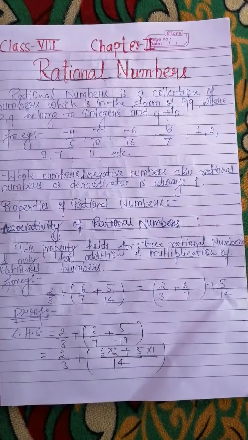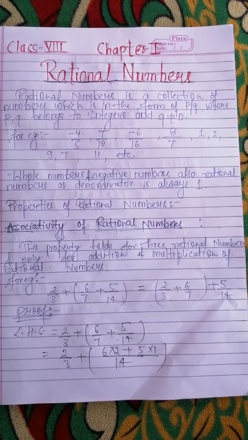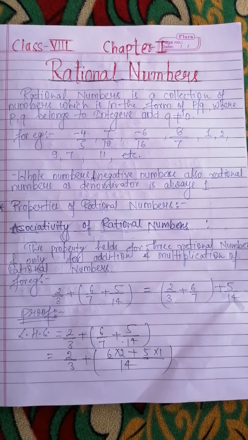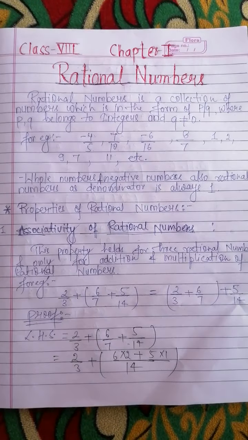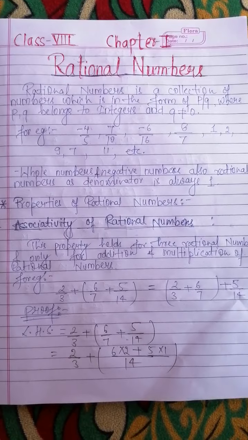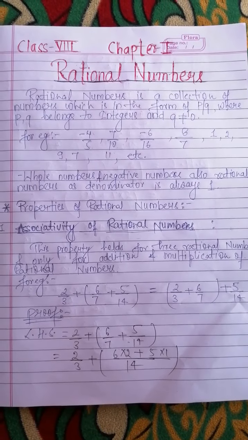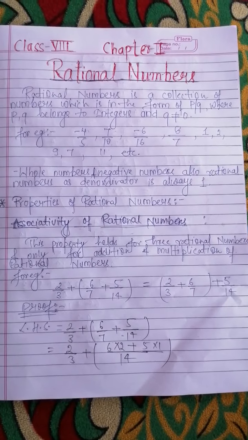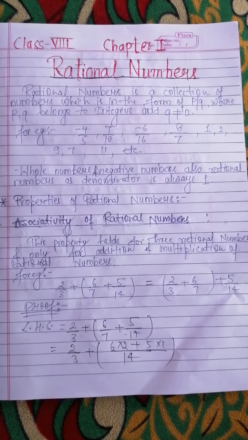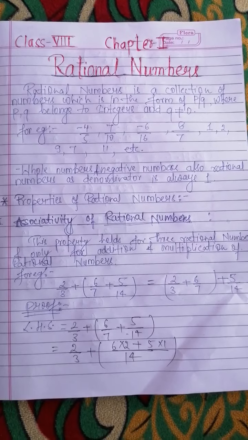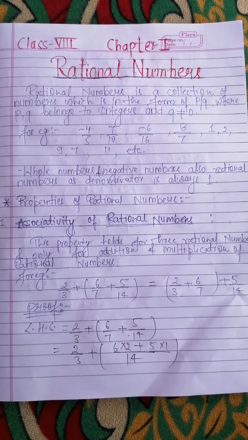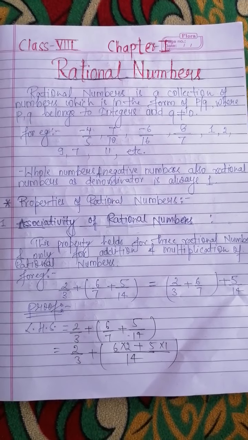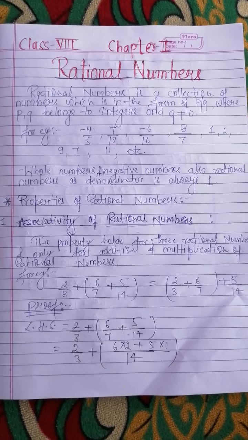Also we know that whole numbers, natural numbers and negative numbers are also rational numbers with the denominator 1. They all come under the group of rational numbers with the denominator 1. So the first topic we are going to discuss in rational numbers is the properties of rational numbers. There are various properties, but I am focusing only on two: the associative property and the distributive property.